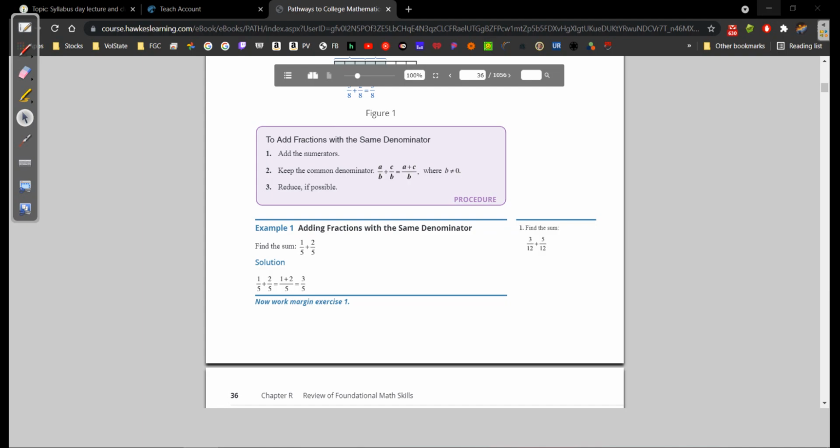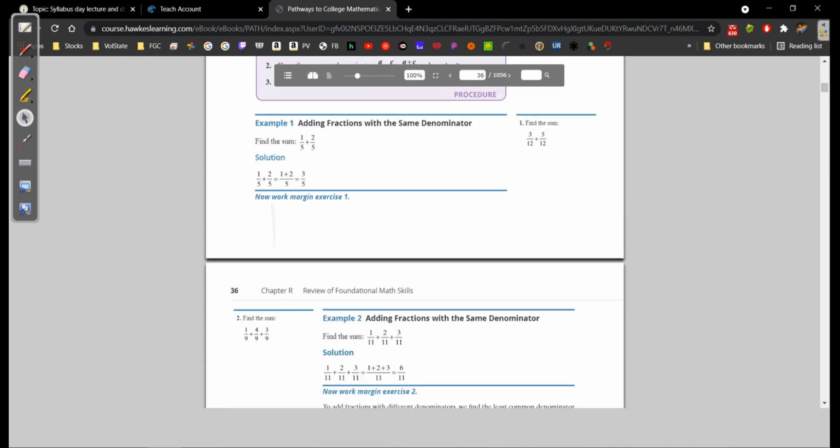Alright, so to add fractions of the same denominator, it doesn't get any easier than this. We just basically add the numerators. So you say 1 plus 2, well, that's 3. So you get 3/5. And honestly, I probably didn't even have to snip that problem because it's so abundantly clear down here.